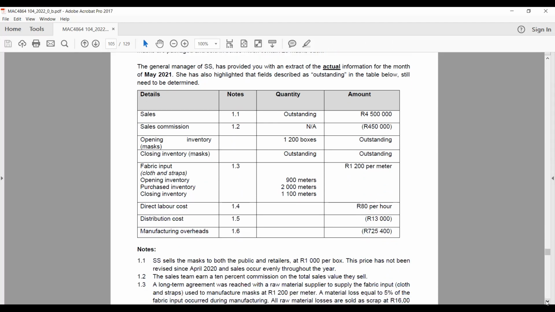We can see there is sales, and there's note 1.1, sales commission, opening inventory, closing inventory, then there's fabric input, opening inventory, purchased inventory, and closing inventory. What you must understand is that this over here is the completed, finished product, and this over here is the raw material. So take note of those. And then we have direct labor, distribution costs, and manufacturing overheads.